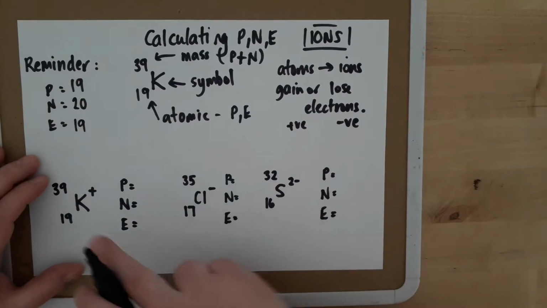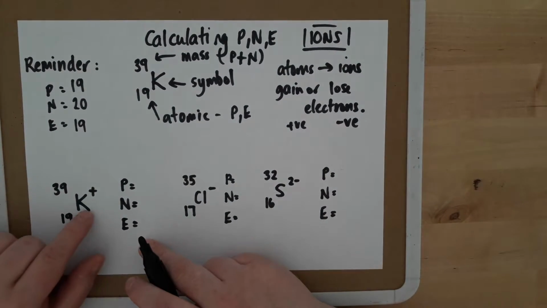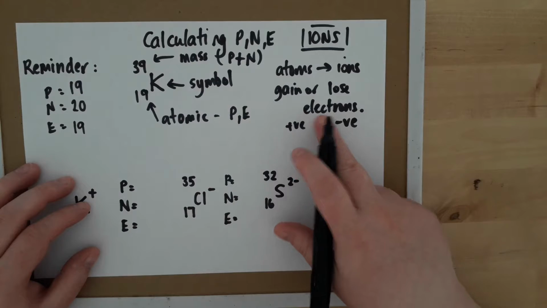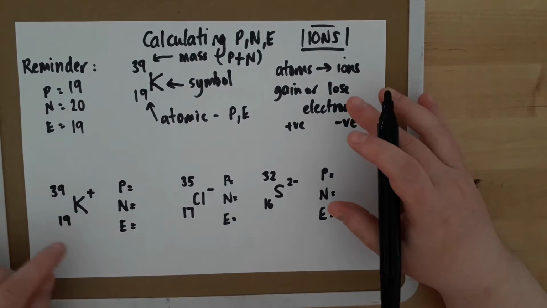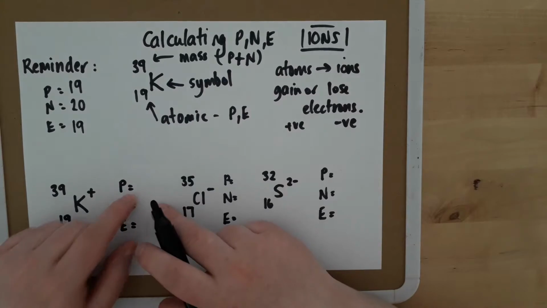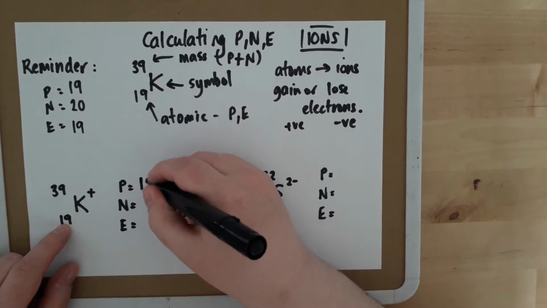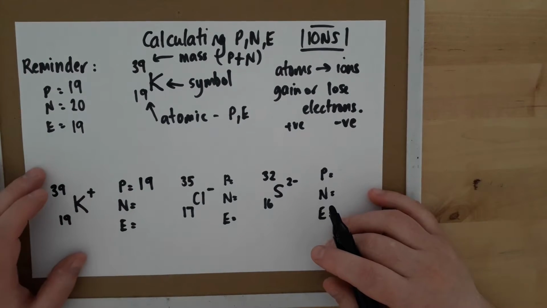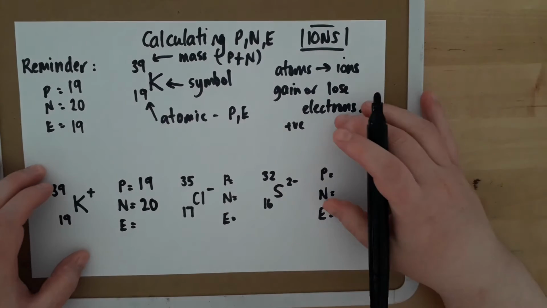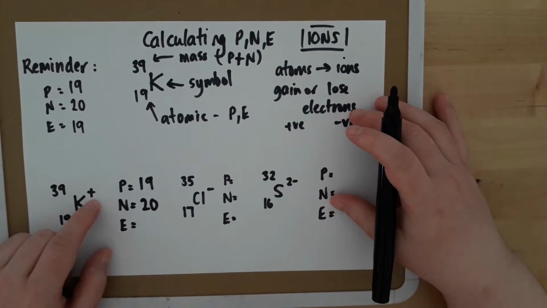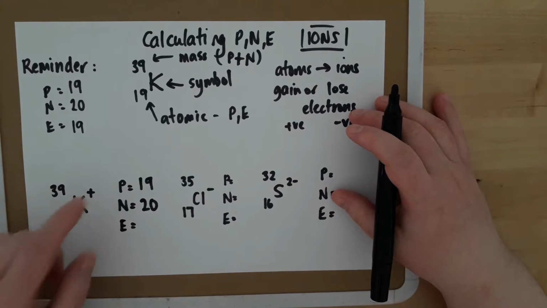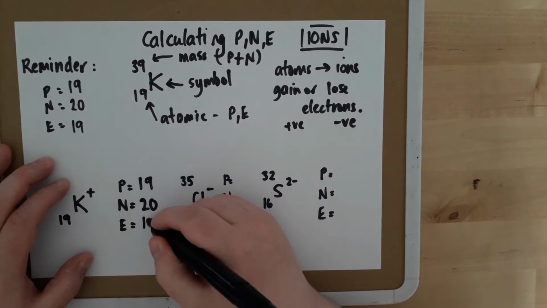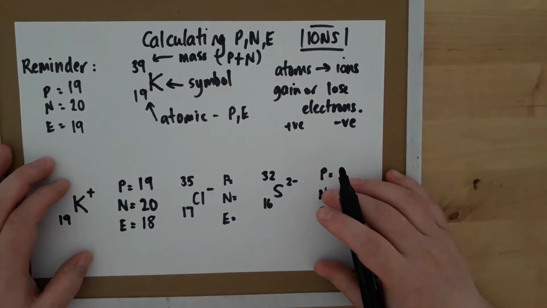So if we look, for example, at the first one over here, potassium. So it's K plus with 19 and 39. Now, I know that it's gaining or losing electrons, so the only one that's really going to be different is the electrons. So my protons is still the same as my atomic number, so that's still 19. And my neutrons is still the difference between the two. But crucially, I've now got a positive charge. I've got one positive charge there. So that tells me that I have lost one electron. So instead of having 19, I must only have 18.